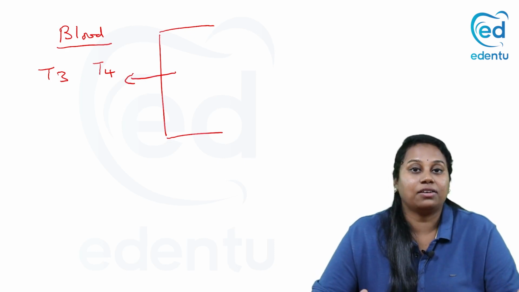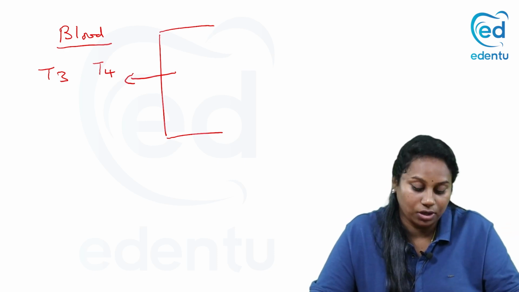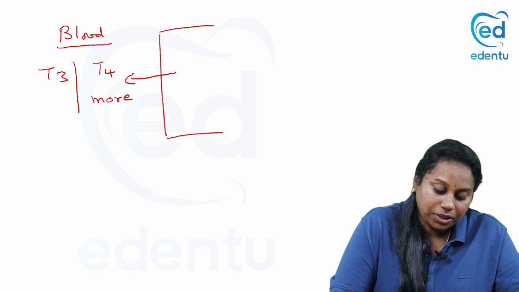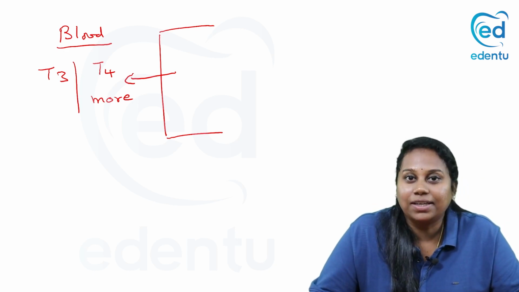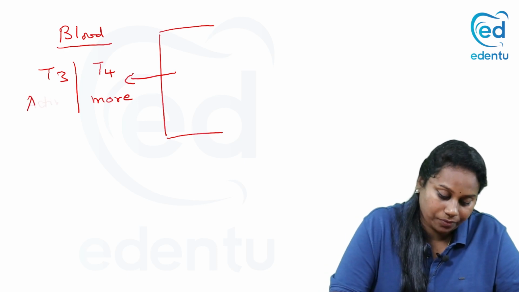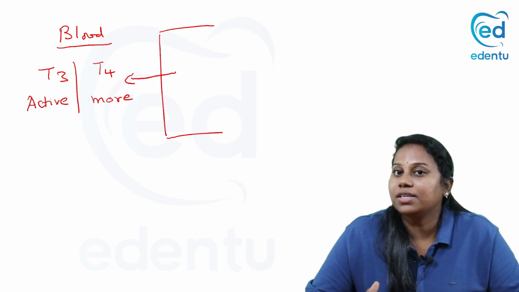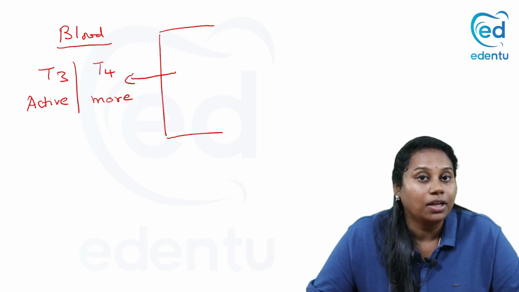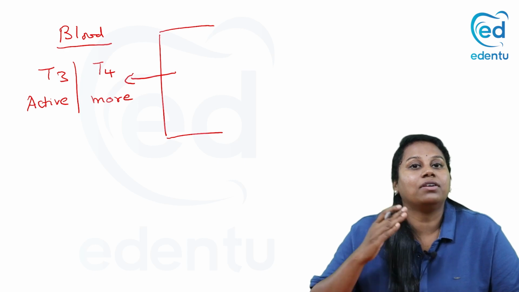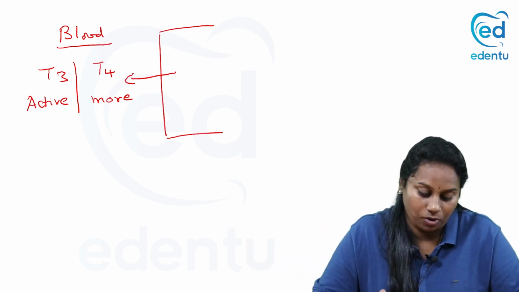So how to easily remember this? T4 is more, 4 for more. So T4 is more. Then what is T3? T3 is less produced, but it is the active form. So T4 is more produced, but T3 only is the active form. So you understand that even though more of T4 is produced, all of this will be converted into T3 in the periphery, because T3 only is going to be the active form.